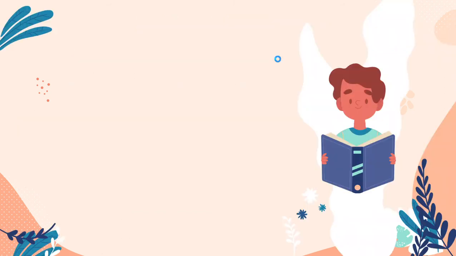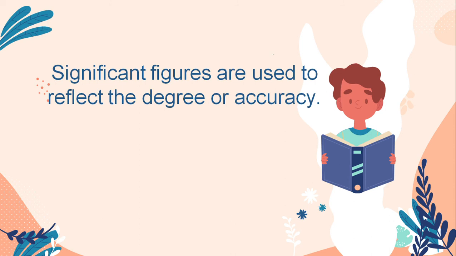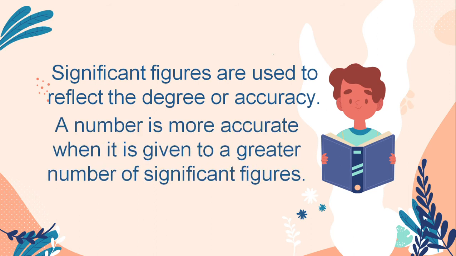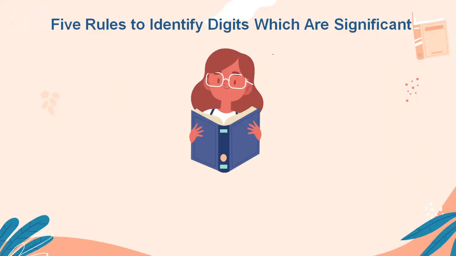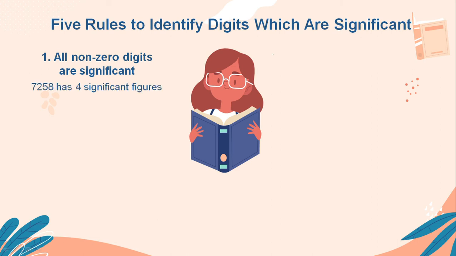Next, significant figures are used to reflect the degree of accuracy. A number is more accurate when it is given to a greater number of significant figures. There are 5 rules to identify digits which are significant. First, all non-zero digits are significant. For example, 7,258 has 4 significant figures.